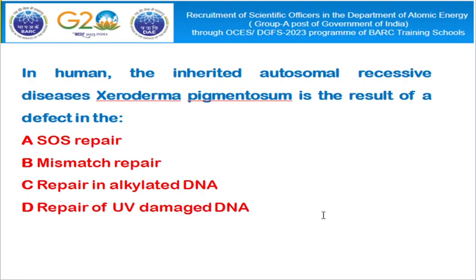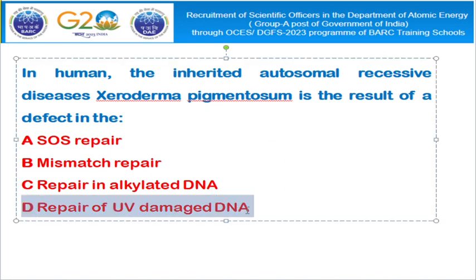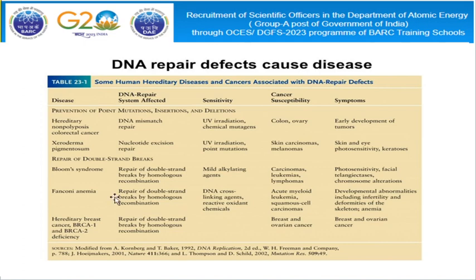Currently we are revising important topics for the BARC OCES Biosciences examination. In humans, the inherited autosomal recessive disease xeroderma pigmentosa is a result of a defect. This disease occurs when there is a defect in the repair of UV damaged DNA. If you take xeroderma pigmentosa, it is due to a defect in the nucleotide excision repair system.